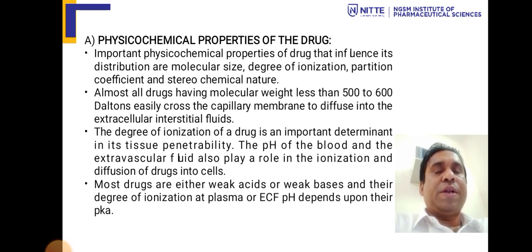What are the physicochemical properties of drug? Important physicochemical properties of drug that influence its distribution are molecular size, degree of ionization, partition coefficient, and stereochemical nature of the drug. A molecular weight less than 500 to 600 Dalton easily crosses the capillary membrane to diffuse into the extracellular interstitial fluid. Degree of ionization is an important determinant in its tissue permeability. The pH of the blood and extracellular fluid plays a vital role in the ionization and diffusion of drug into cells. Most drugs are either weak acids or weak bases, and the degree of ionization at plasma or ECF pH depends on their pKa values.